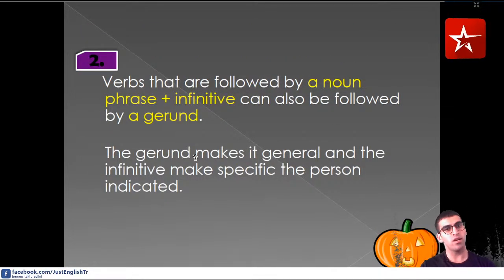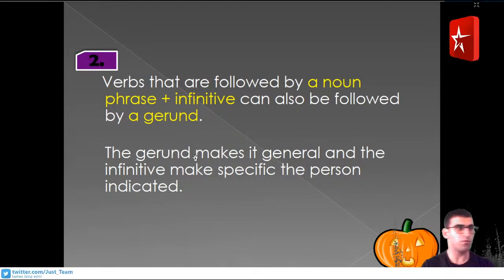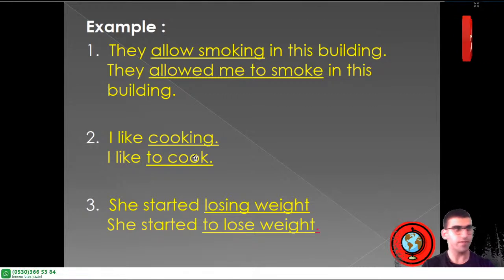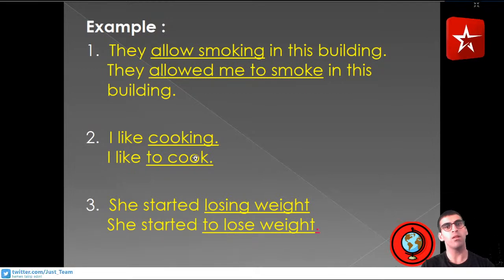Verbs that are followed by a noun phrase plus infinitive can also be followed by a gerund. Like we have some verbs that are followed by either gerund or an infinitive. I want to be fluent in English. Why not, Gülsefa? One day you can do that. For example, look at here. Like the verbs that are followed by both infinitives and gerunds. They allow smoking in this building. They allowed me to smoke in this building. So as you see, we use gerund and infinitive after allow.